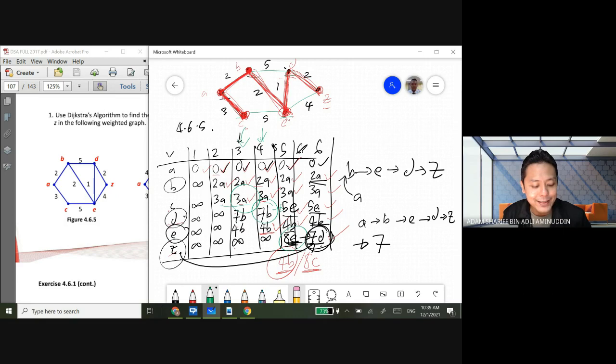Akram, pada jawapan ke? Sekejap, mana ni? Tak. Jia Jin, okay. Akram. Akram, ni soalan mana ni? Ni, 4.65.